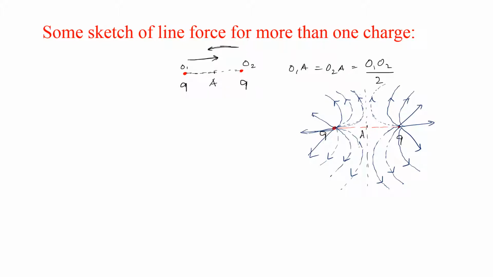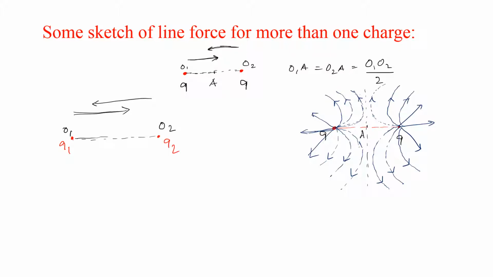Now another question arises: what happens if the two charges are not the same? Suppose there is a charge q1 and another charge q2. Both are of the same nature, that means either both are positive, but the magnitudes are not the same. The direction of electric field due to charge q1 is along this one, and the direction of electric field due to charge q2 is this one. That means the electric field is also oppositely directed.